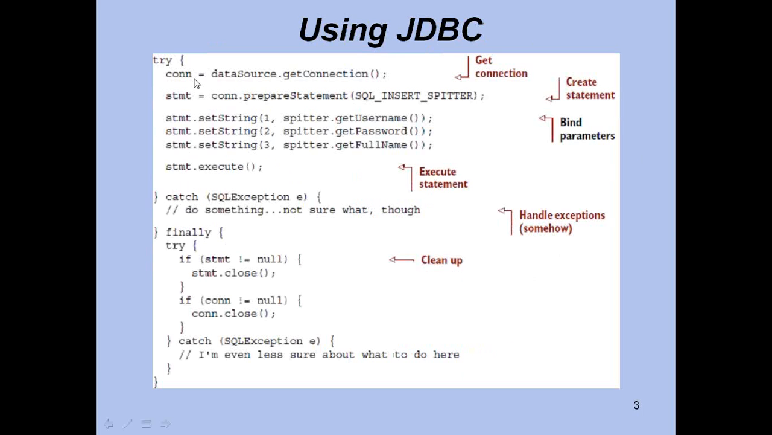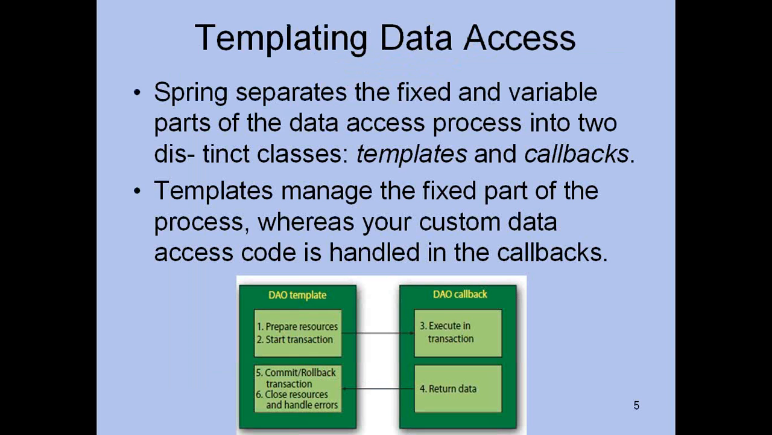Now let's look into the creation of connection objects and statement objects and so on. For that purpose, Spring provides a template. So how do you template? What is templating data access? Spring separates the data access into two parts: one is called the fixed part and one is called the variable part.